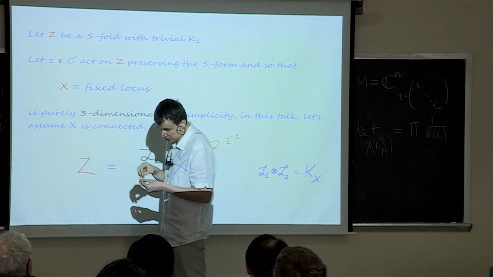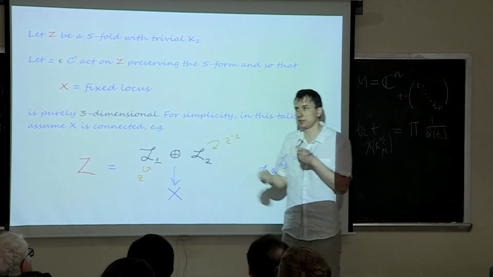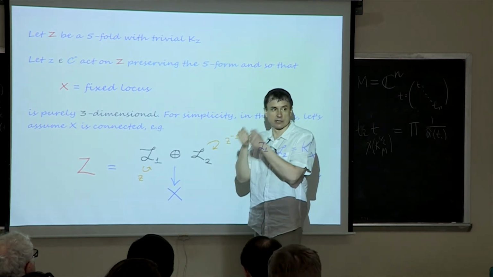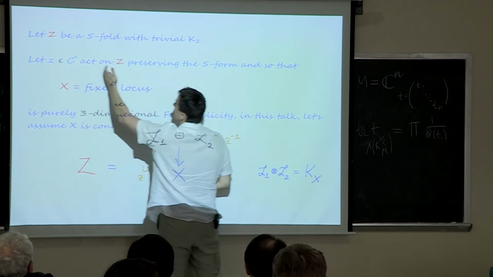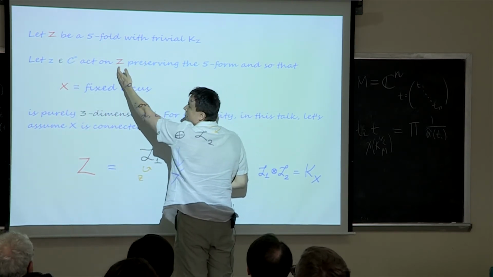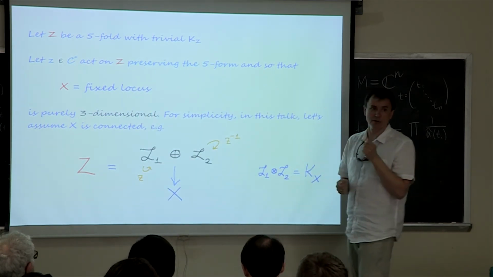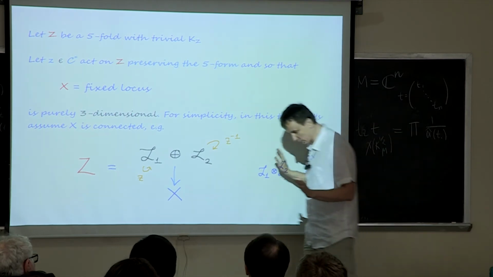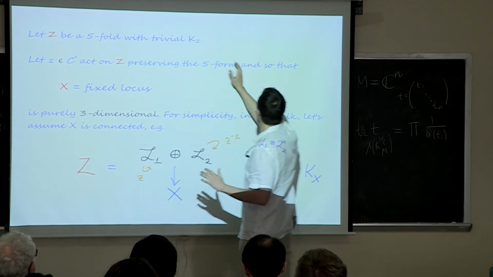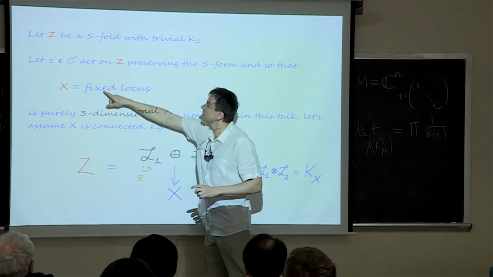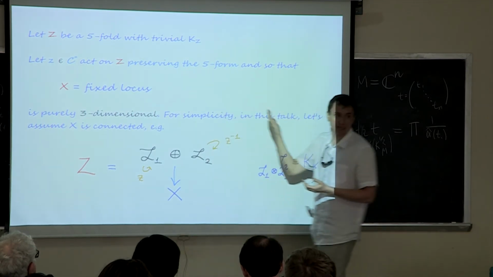Now we consider a special case, so that z, which was previously some kind of box counting parameter, will now be a variable in the group. It will be the multiplicative group of the field, C star in this case, acting on that 5-dimensional variety with the following property. It will preserve the 5-form. That is to say, this bundle is equivariantly trivial. And X, as a 3-dimensional variety, will sit inside that 5-dimensional variety as a fixed locus.